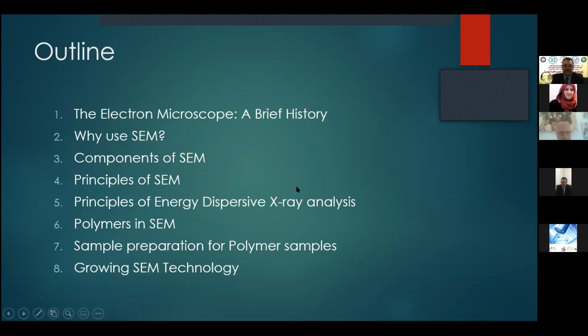Right, so just a brief outline. We'll be talking about the electron microscope and a brief history of it and how it started. And then why do we use them? And then the components of SEM, as well as the principles of how scanning electron microscopy works. And then we'll carry on and talk about the energy dispersive X-ray analysis, which is sometimes a crucial part of analyzing and characterizing a polymer. And then we'll talk about polymers in SEM specifically and continue on with how we sample prep polymers and how we prepare them for SEM. Then we'll end off by just talking about how SEM has grown, the technology that is available currently, and also how that can be useful for polymer analysis.